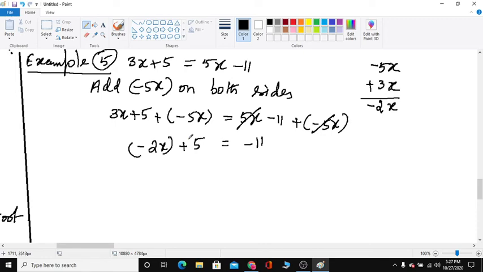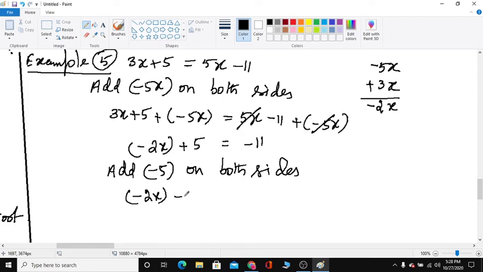So how do we remove plus 5? By adding minus 5 on both sides. First you add minus 5 on both sides. So minus 2x plus 5 plus minus 5 is equal to the right hand side, minus 11.